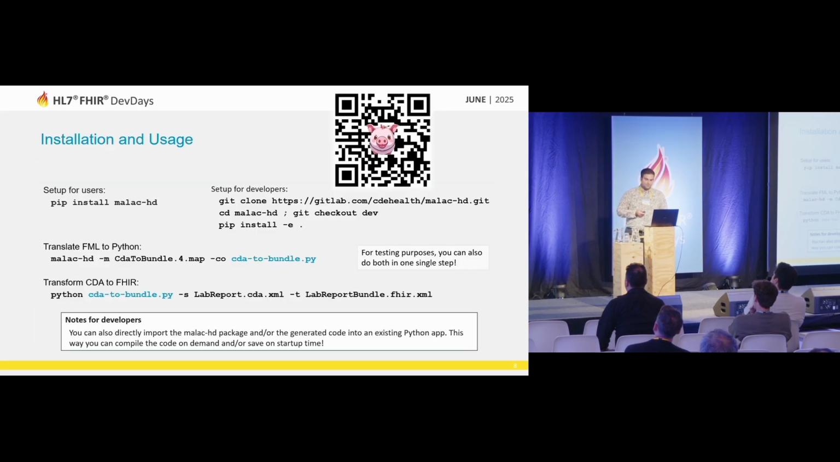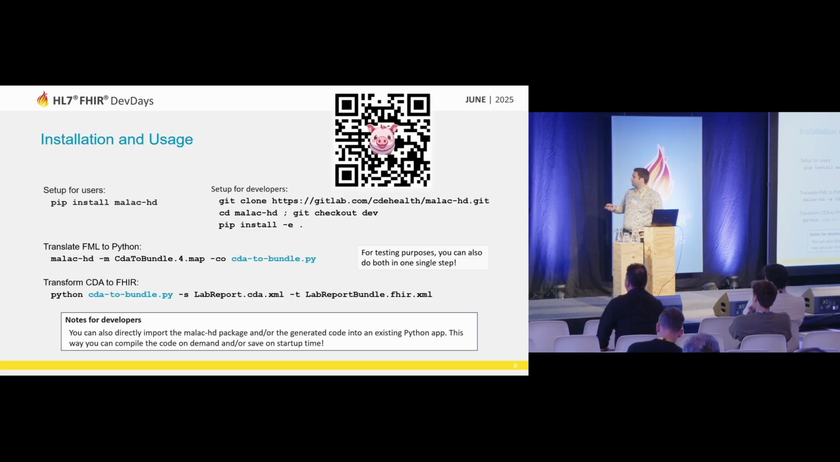If you want to use them, you can do it by pip install MaLaC-HD. If you want to change a bit of the code, you can do a clone and afterwards a pip install -e. If you want to get the source code or maybe just mark the project, this is a link to the GitLab.